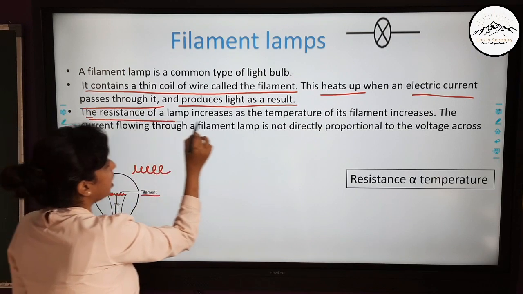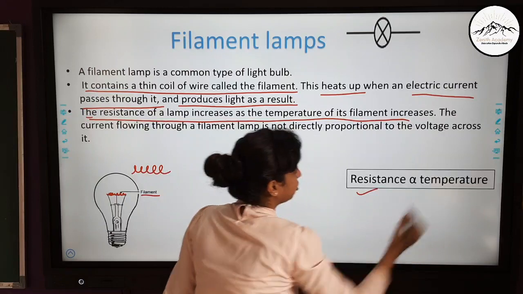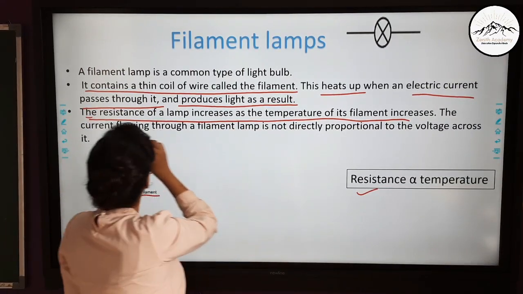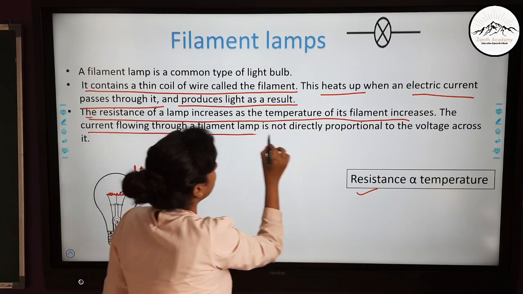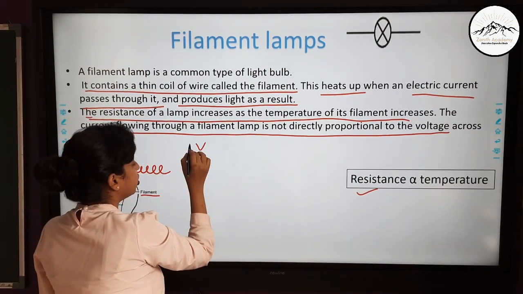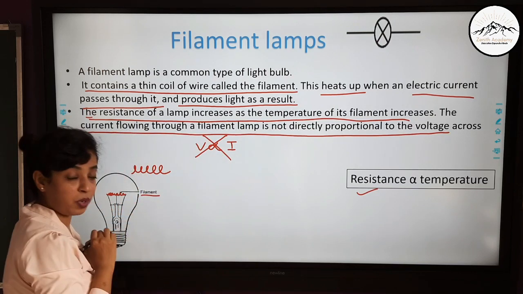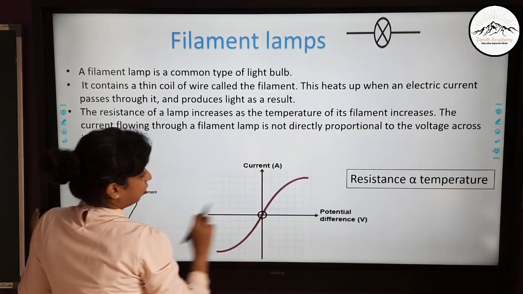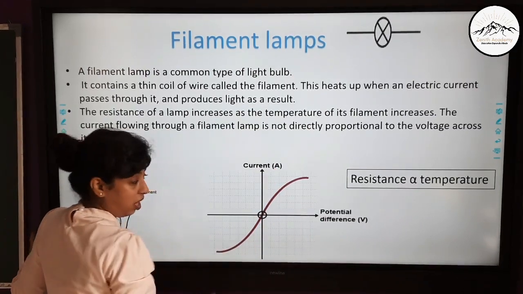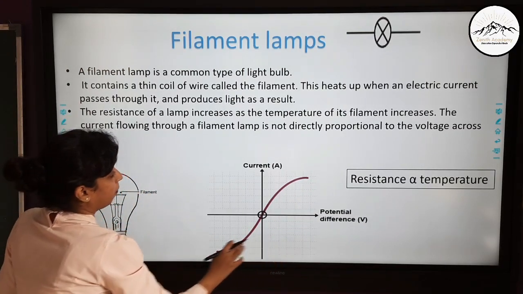The resistance of the lamp increases as the temperature of the filament increases. We know resistance is directly proportional to temperature. The current flowing through a filament lamp is not directly proportional to voltage across it. So voltage and current are not directly proportional here, because this is a non-ohmic device. So, if we plot a potential or voltage and current graph, it is not linear. The shape is something like this.